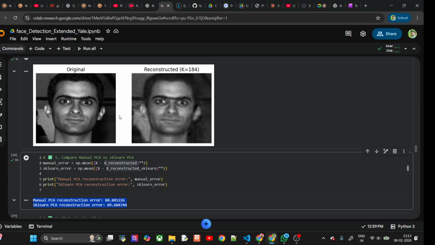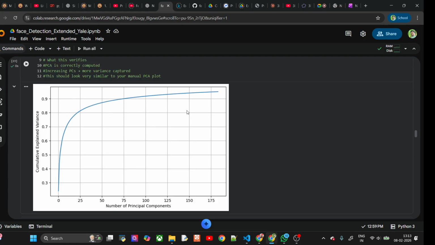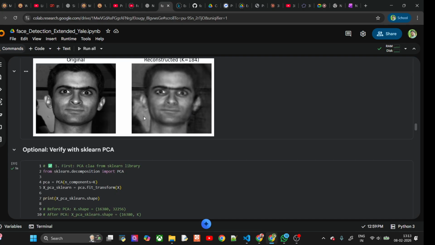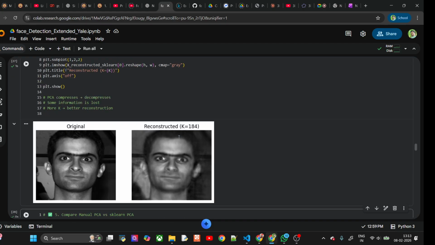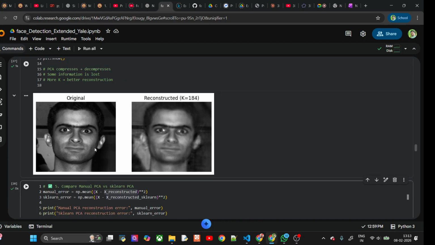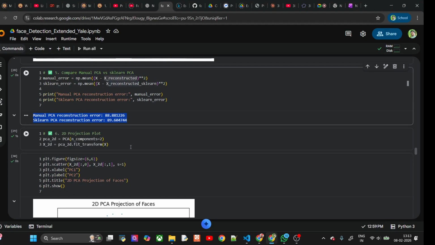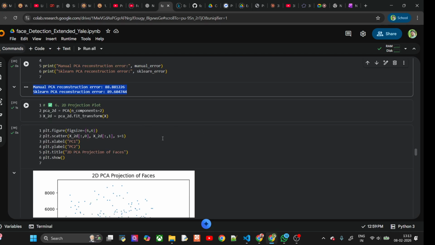This is the reconstruction from scikit-learn, and we saw that our reconstruction is here. This is our manual reconstruction, and this is the reconstruction from the PCA calculated with the scikit-learn library. If you see the error is this small, it means more or less they are calculating the same and getting nearly the same output.